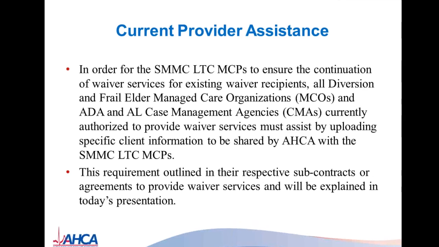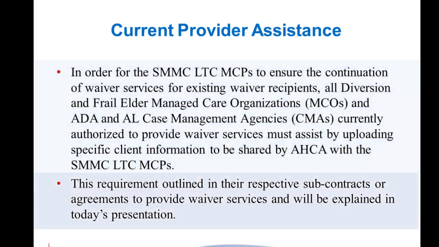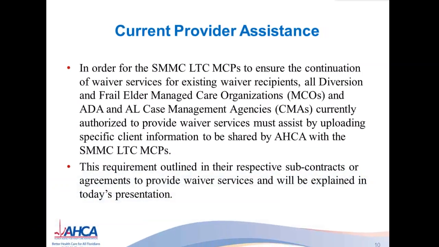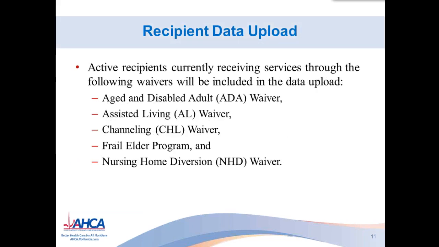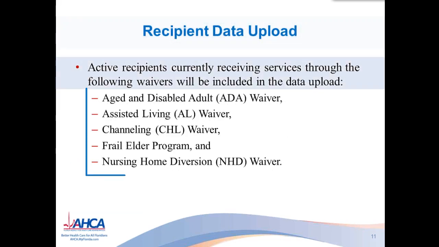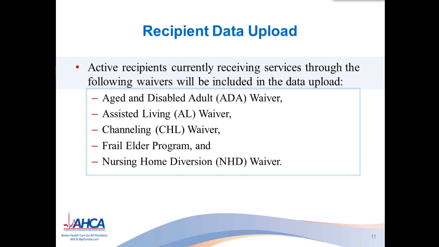In order for the new managed care plans to ensure the continuation of waiver services for existing waiver recipients, all current nursing home diversion and frail elder managed care organizations and age and disabled adult, assisted living, and channeling waiver case management agencies must upload specific client information, including care plans and service authorizations as outlined in this presentation. The recipient data upload consists of all active recipients receiving services through the programs included in the transition to the statewide Medicaid Managed Care Long-Term Care Program.